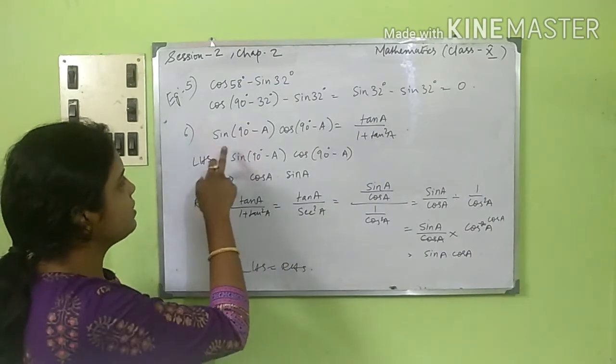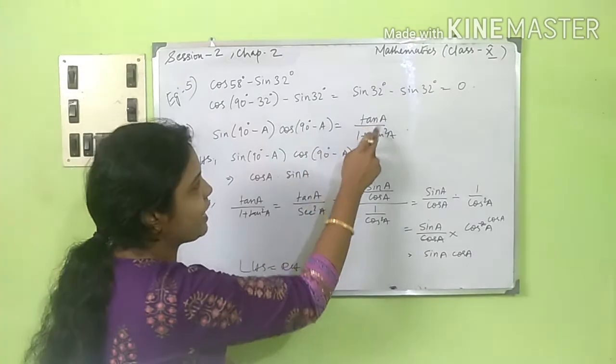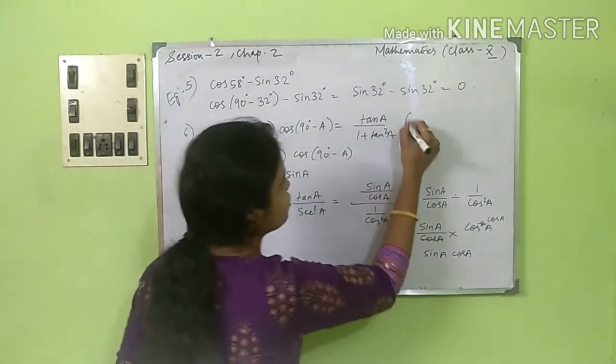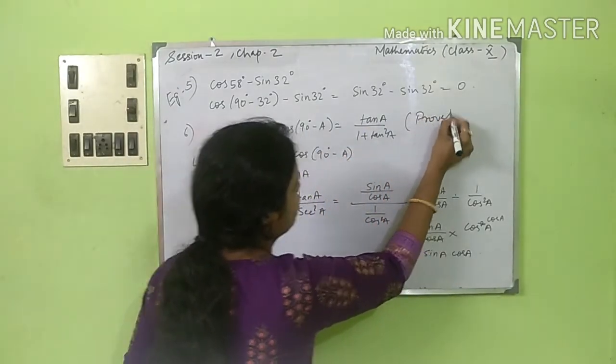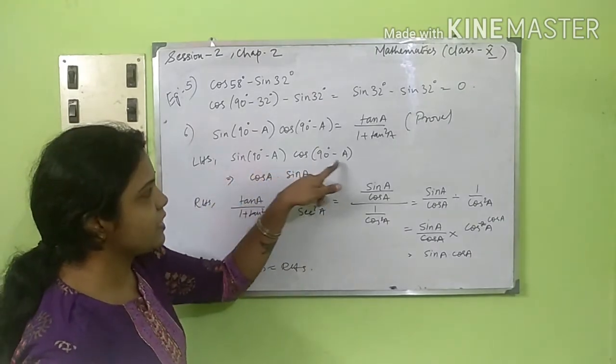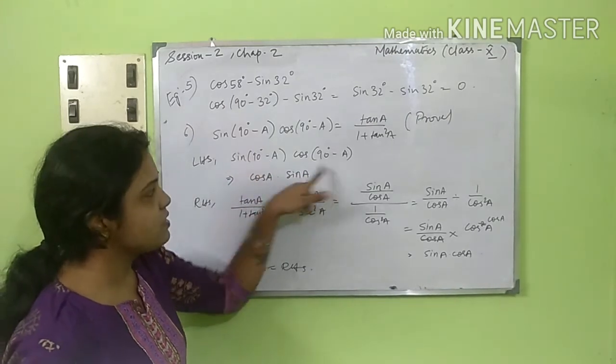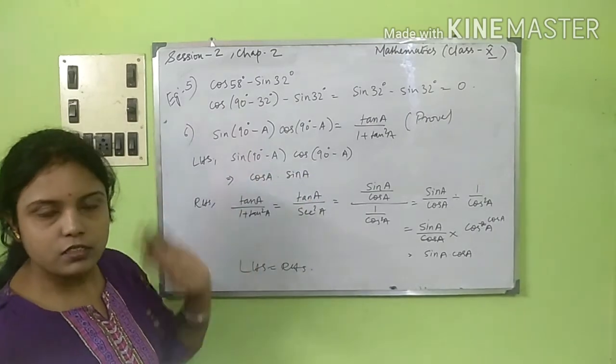And the second example is sin 90 minus a cos 90 minus a is equal to tan a by 1 plus tan square a. This you have to prove. So let's take the LHS first. Sin 90 minus a into cos 90 minus a. So sin 90 minus a is cos a and cos 90 minus a is sin a. So this is the result of LHS.